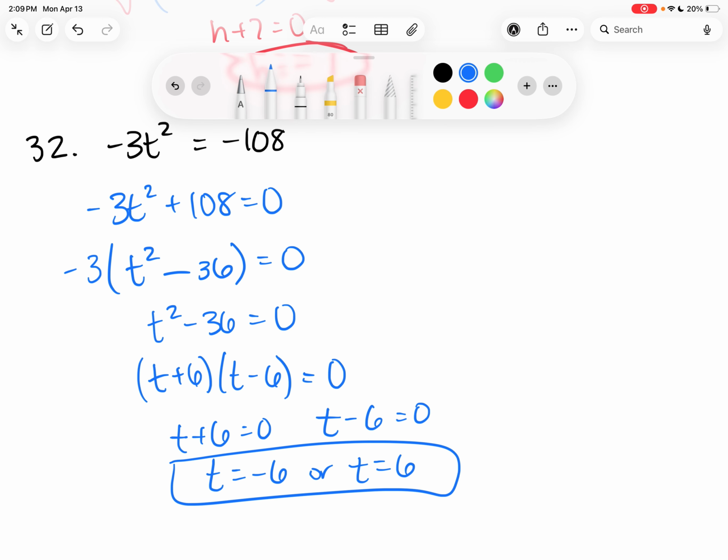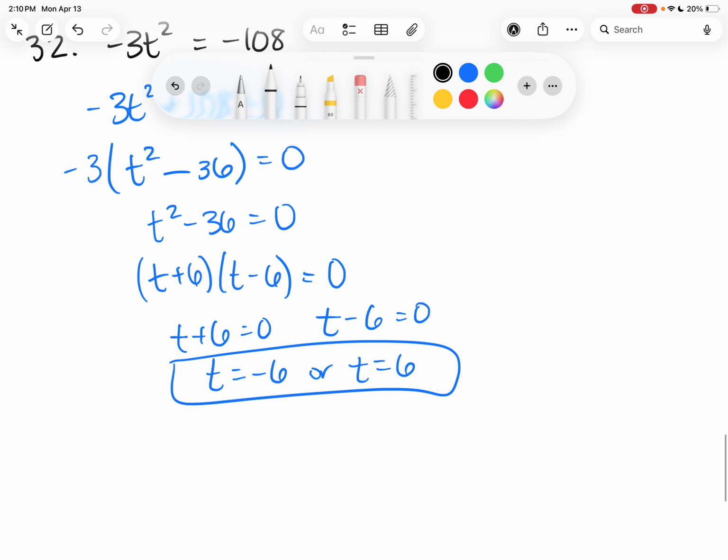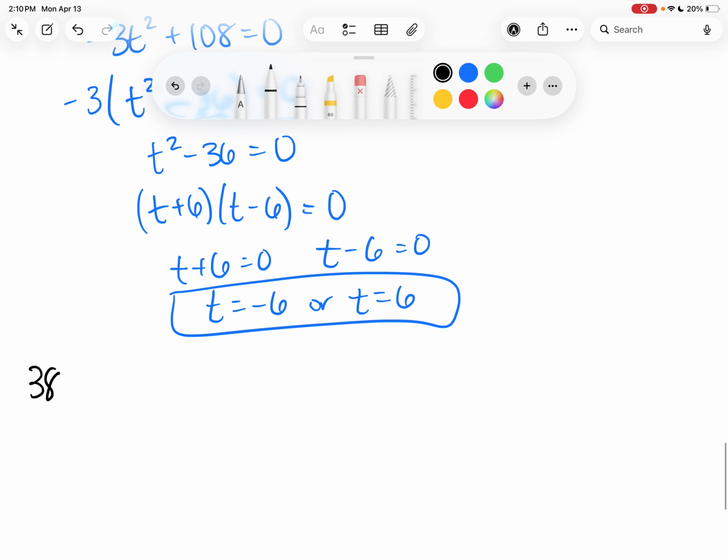Drew, you sound like a really bad. I did it wrong. I got to the one step where it's t squared equals negative 36. You can do it. But then I squared it.